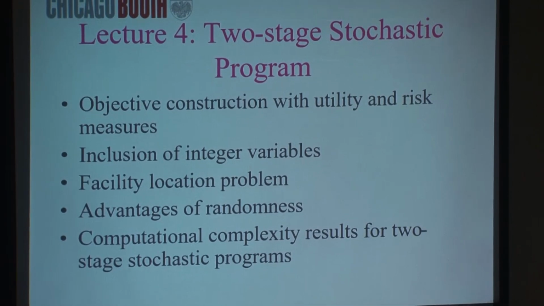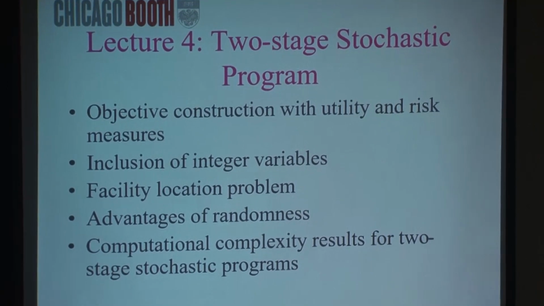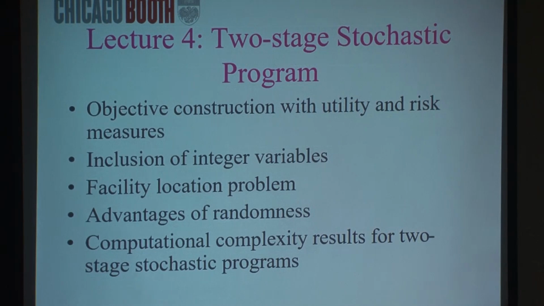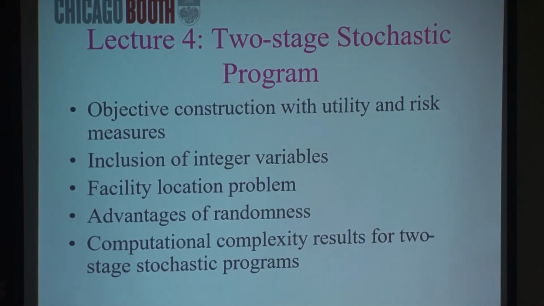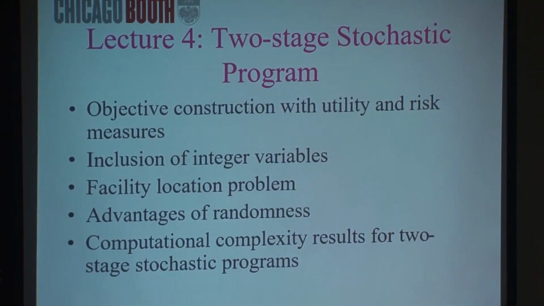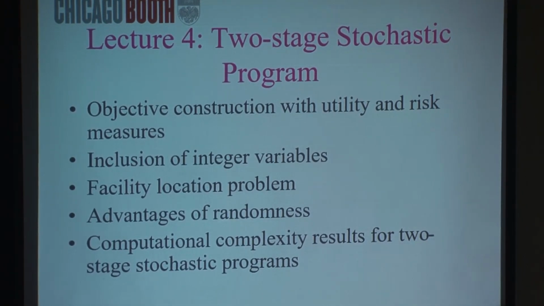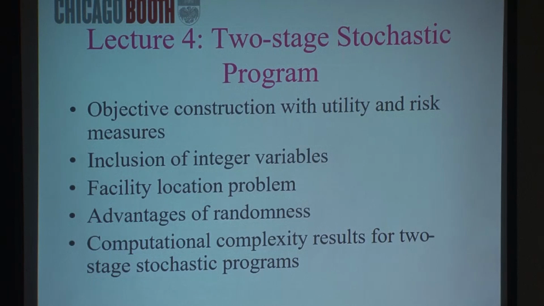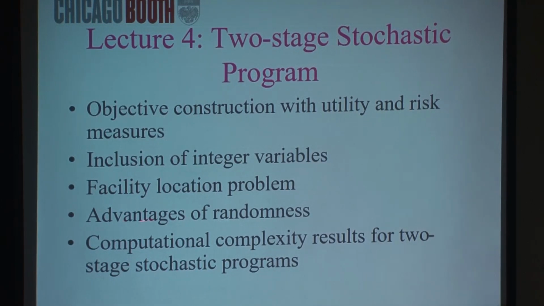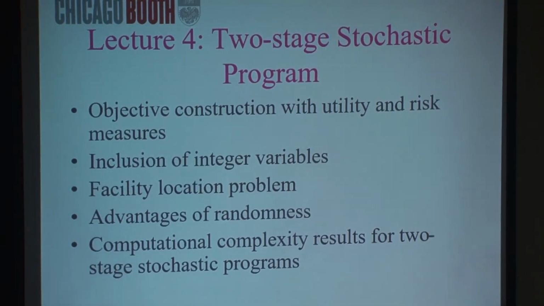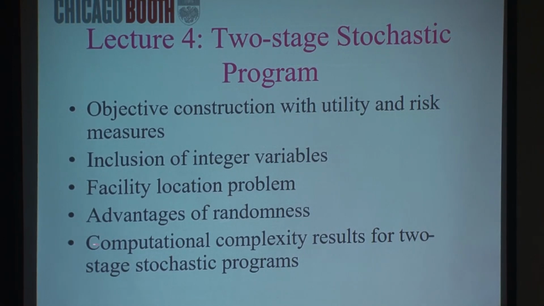So sometimes you can have a problem where you add uncertainty and you turn the complexity from NP, a hard problem, to a problem that actually has polynomial complexity. So I'll talk about those advantages that sometimes occur. And I'll give one computational complexity kind of result for stochastic programs.